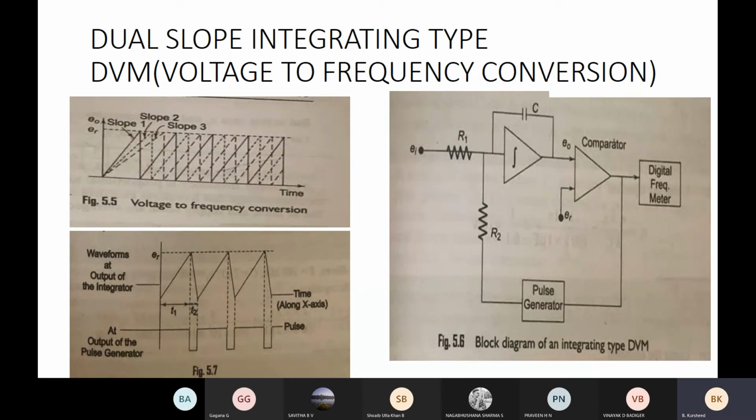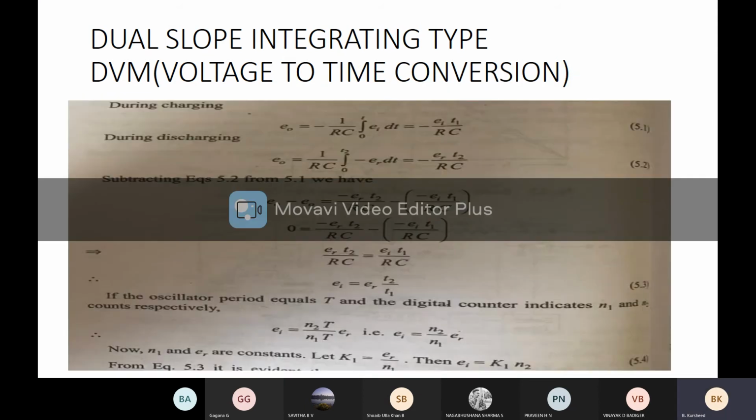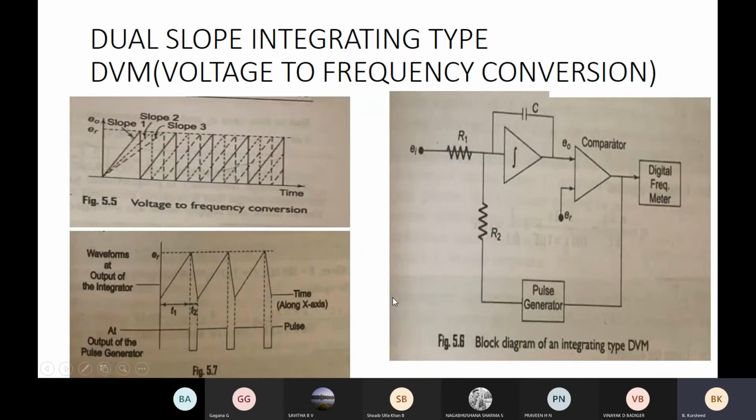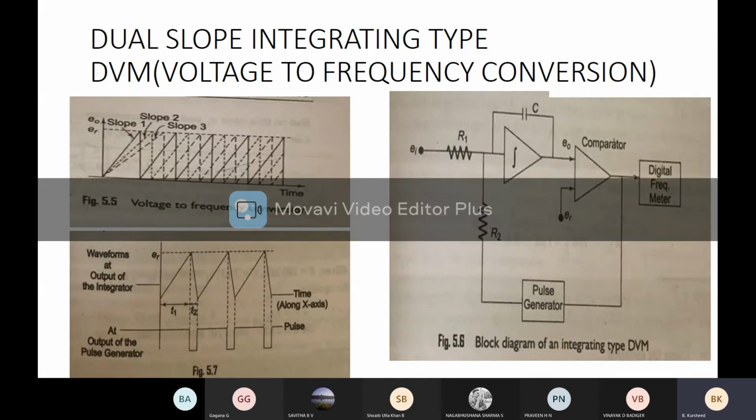In the dual slope integrating type, it is a voltage to time conversion, where EI is equal to ER of T2 by T1. Whereas here it is a voltage to frequency conversion. In this case also it is the same, Baba. Here what happens is a constant input voltage is given.